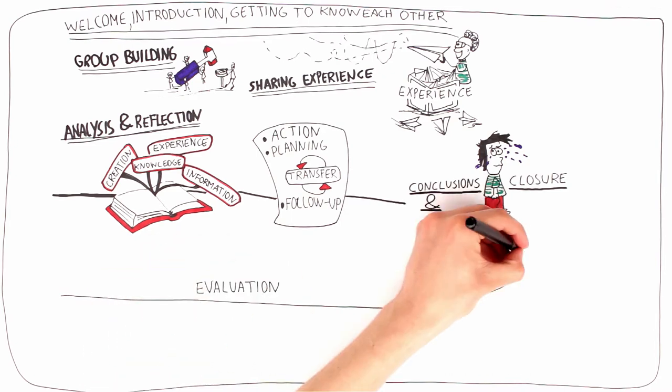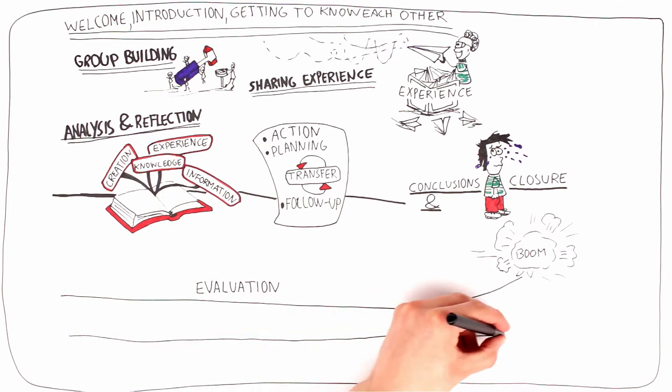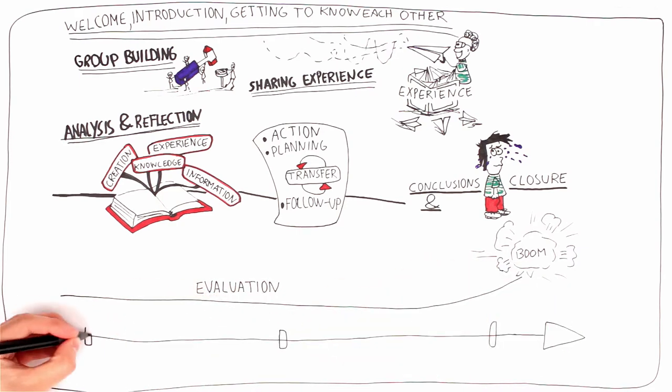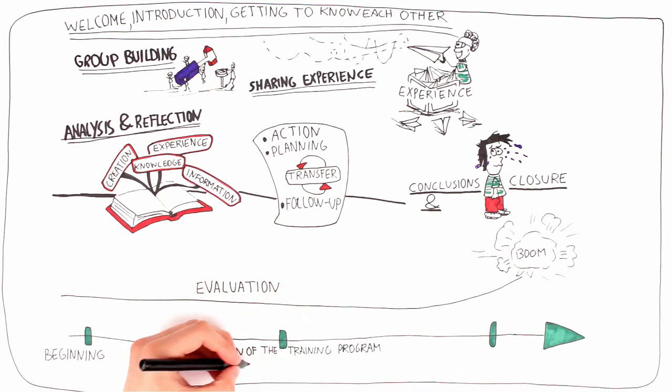A proper evaluation is an ongoing process with a final focus at the end of the activity. Evaluation helps organizers and trainers assess the impact of a training course. Participants, meanwhile, can focus on their learning process, progress, and learning outcomes.